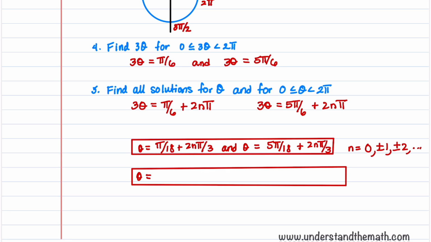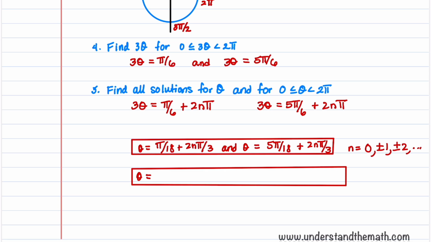Here comes the hard part. Since k is equal to 3, we're going to get 3 solutions from 0 to 2 pi for each value of theta, and that will give us a total of 6 solutions. We'll have solutions for n is equal to 0, for n is 1, and for n is equal to 2.